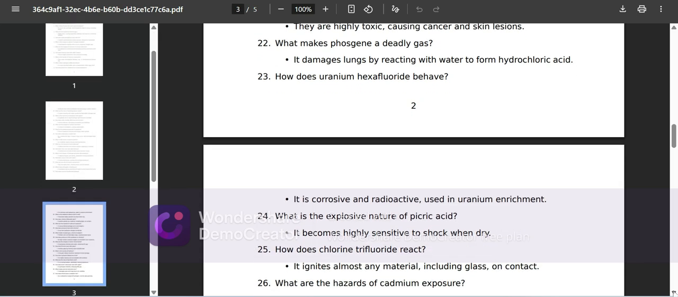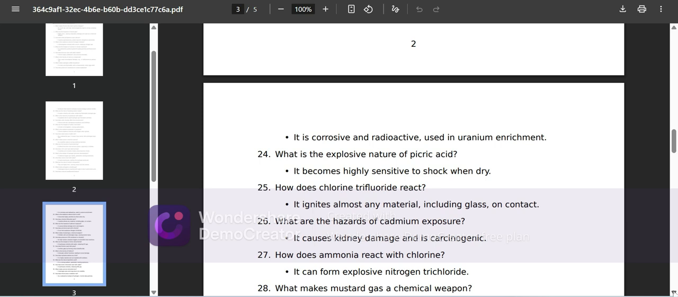How does uranium hexafluoride behave? It is corrosive and radioactive, used in uranium enrichment. What is the explosive nature of picric acid? It becomes highly sensitive to shock when dry.